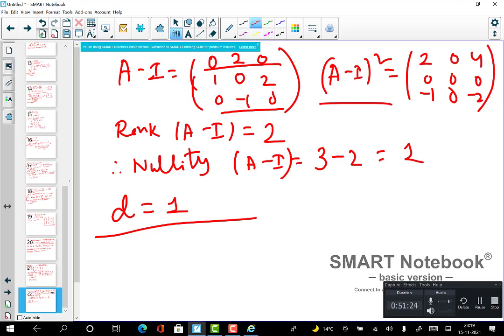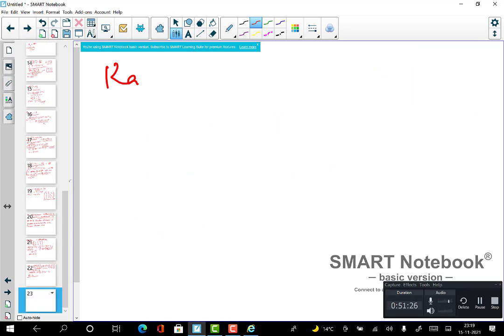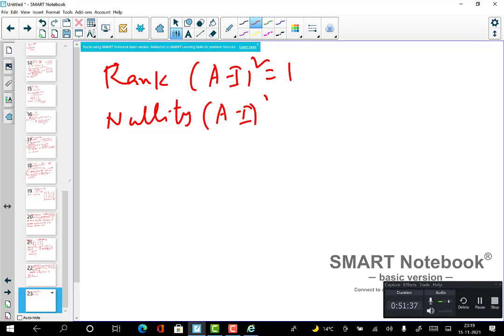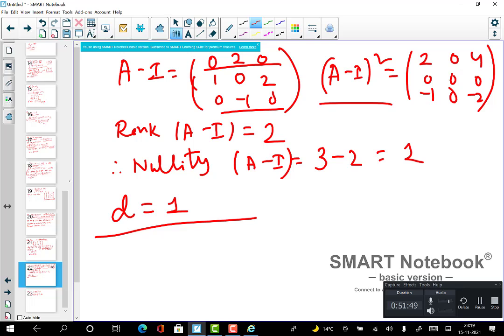so you can say more here: rank of (A minus I) whole square is equal to 1, and hence nullity of (A minus I) whole square is equal to 2, right? So it has two vectors. Now one by one, we find eigenvectors, and generalized eigenvectors, which will be of rank 2. So for eigenvectors, A minus I is this.